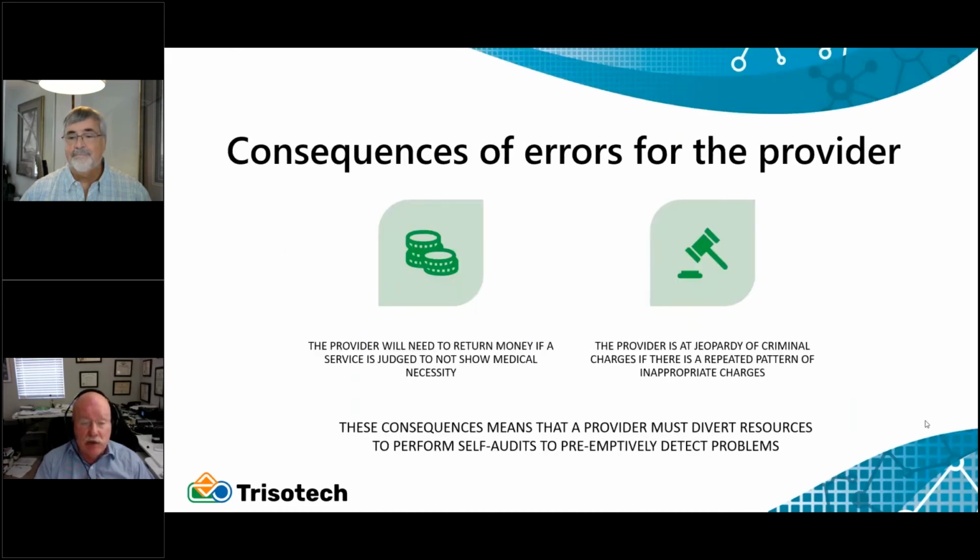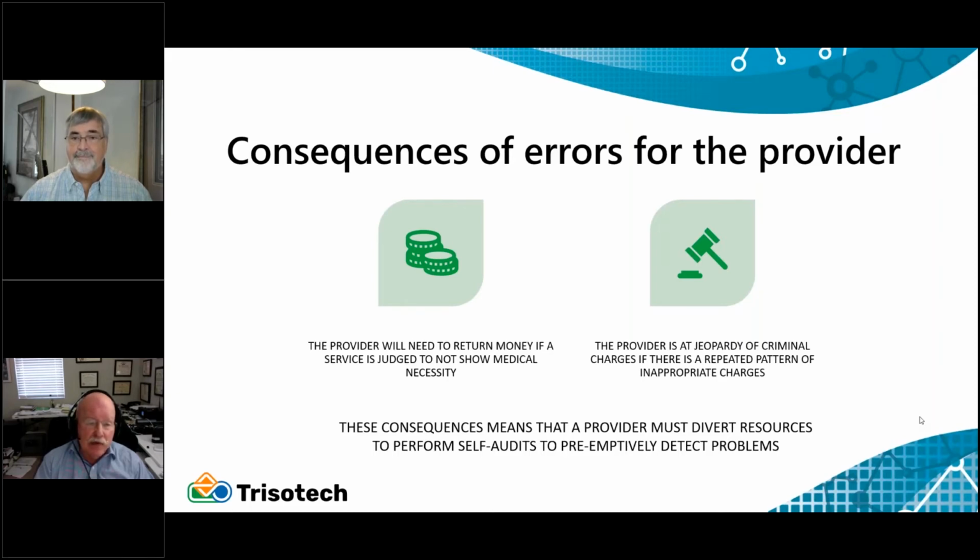Now, the consequences of these errors are much greater than many people appreciate at the time of occurrence. If the auditors come in and find problems, they can demand that the money be repaid to the CMS. The other is that if there is a pattern of behavior that is observed, the government can charge the provider as doing this intentionally, which becomes a criminal offense, which has all sorts of ramifications.